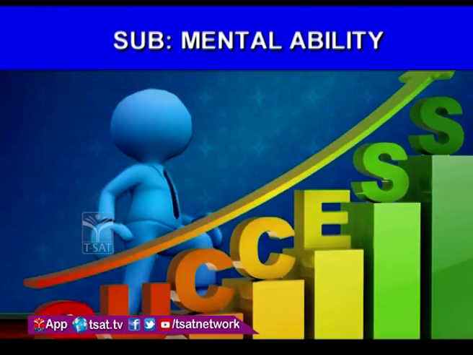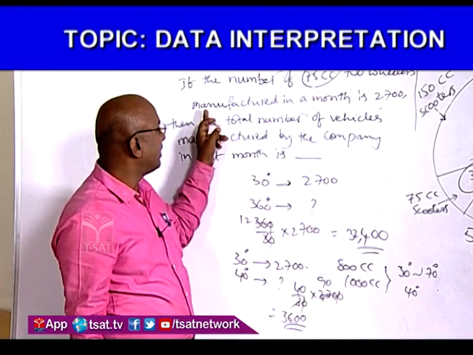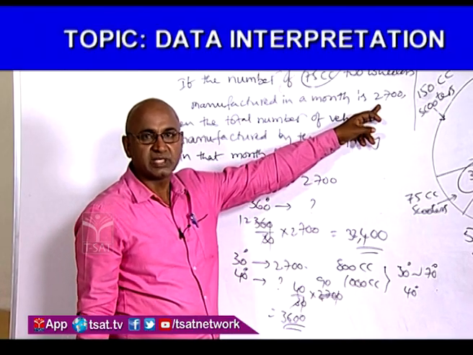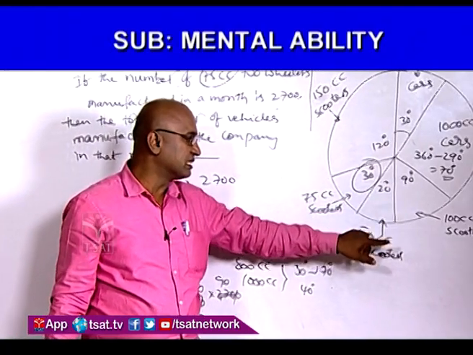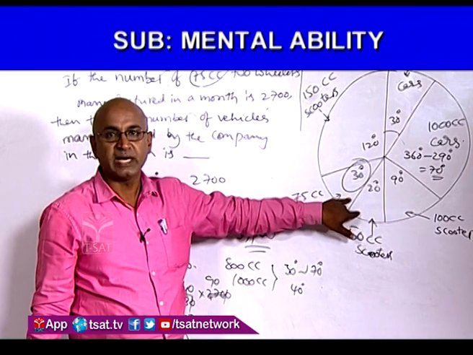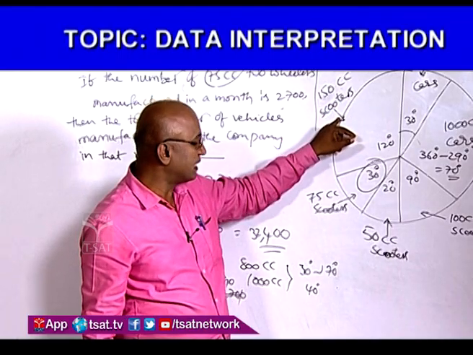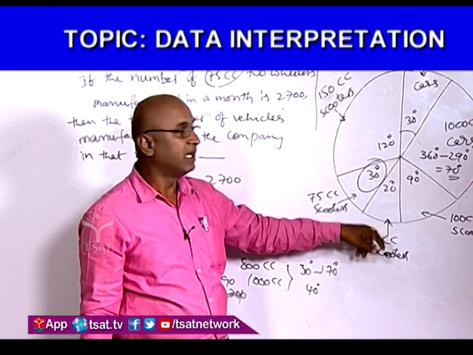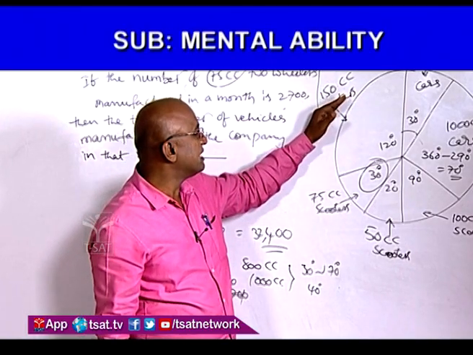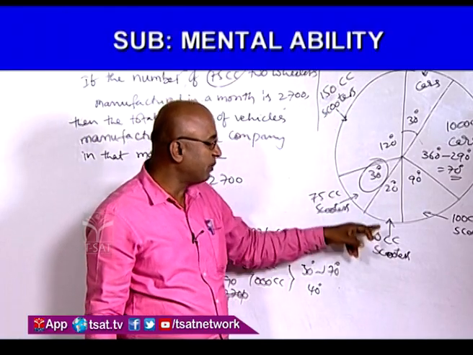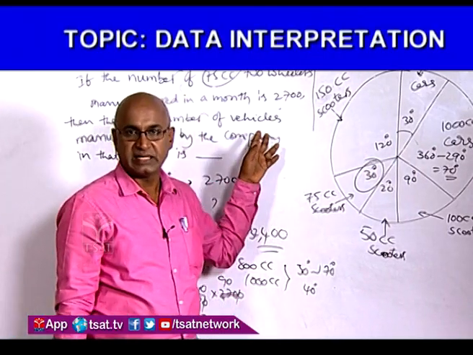Got it? What my intention is: suppose the 30 degrees value, that is the 75cc two-wheelers value, is given as 2700, the production. Then the same question can be asked like this: what will be the sum of the vehicles, that means 50cc and 75cc scooters, how many are produced? Or what is the difference between the 150cc scooters and 50cc scooters? Or otherwise, what is the percent increase of the 150cc scooters when compared with the 50cc scooters? So the questions will be asked in various dimensions. All the dimensions we are discussing here.